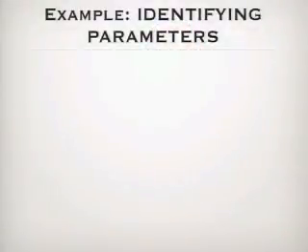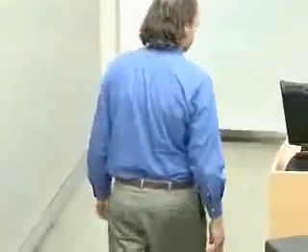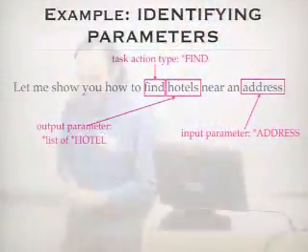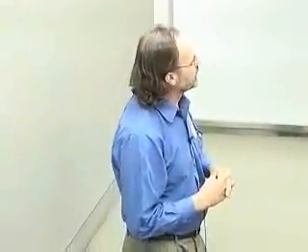So, just to illustrate that, let's look at the problem of identifying parameters. What are the inputs? What are the outputs? How do the various different things relate to each other as they go through the steps? Well, basically, we're doing natural language understanding and discourse processing. So you get the first thing: "Let me show you how to find hotels near an address." The user's explicitly first telling us that they're going to teach us something.